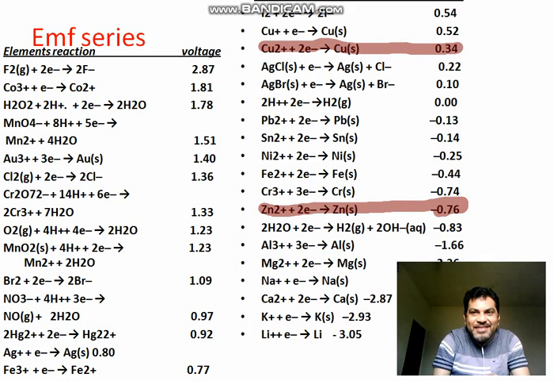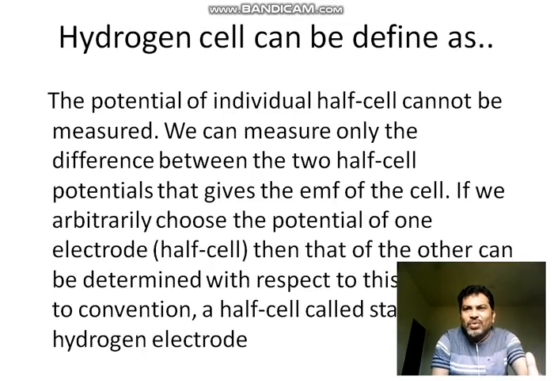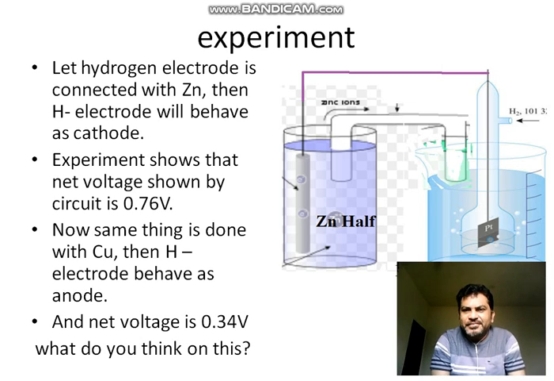Remember, when we were doing this experiment, we were doing something different. If you have seen properly, I told you. See here, zinc half cell and hydrogen half cell. Here zinc is taken on the left side and hydrogen is taken on the right side. You can check that. Zinc is taken on the left side and the hydrogen half cell is taken on the right side.